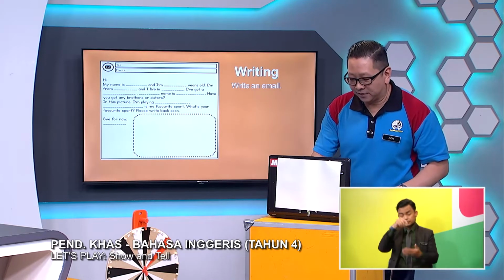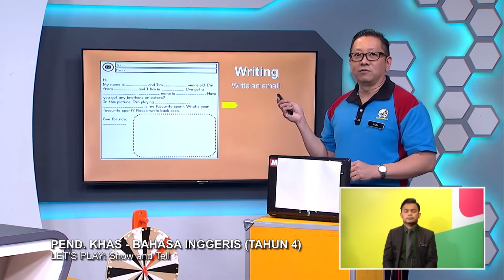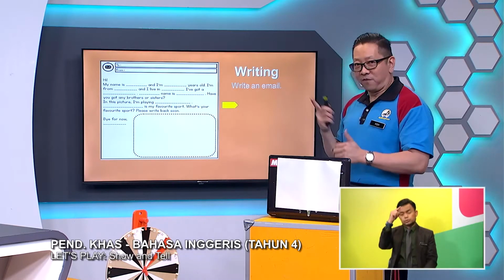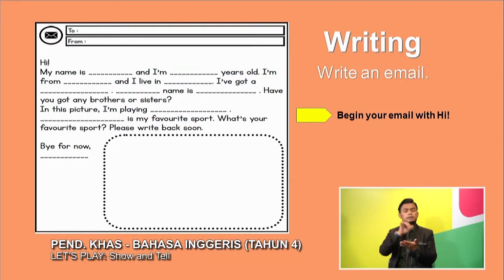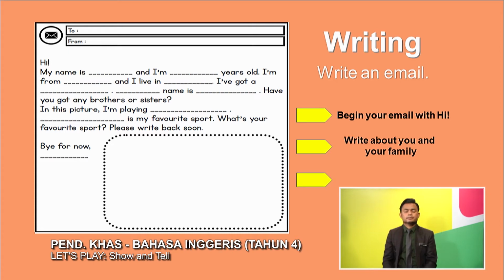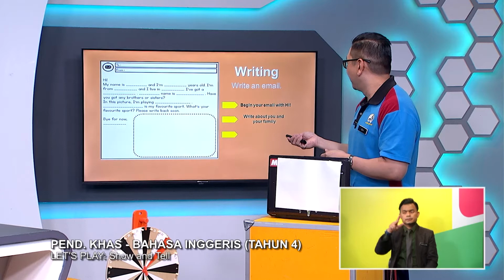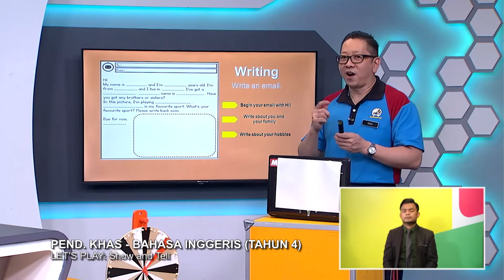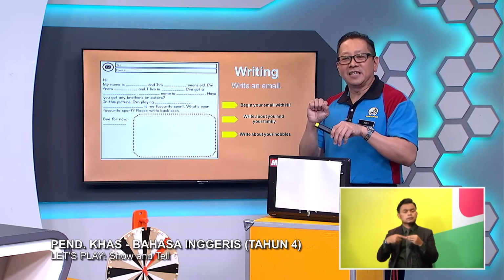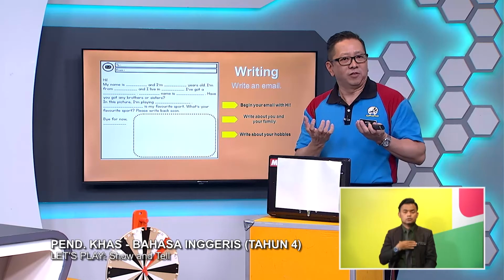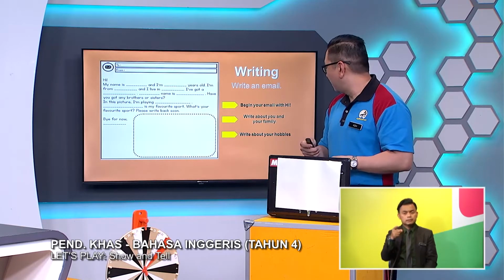Okay, let's teach you some tips about how to write a proper email. First, begin your email with hi. Next, write about your family. Number 3. Okay, Bing Bing, are you with me? Write about your hobbies. Hobbies means what you like. And the last one.